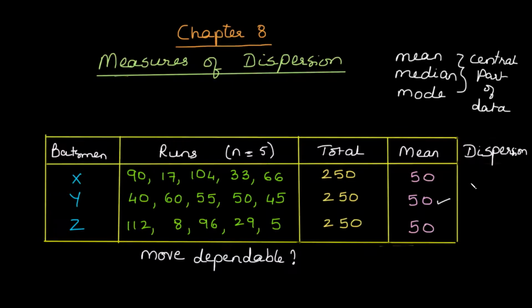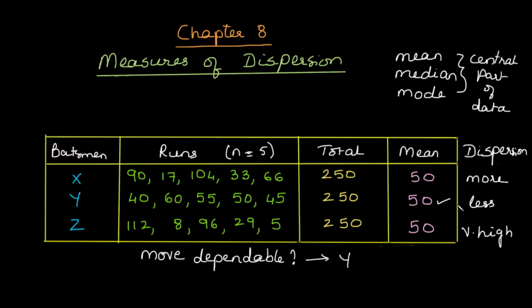Now with respect to dispersion, we can see that for batsman Y, the scattering of the number of runs scored by him about the mean number of runs is quite less. On the other hand, in the case of batsman X, the scattering is more, and in the case of Z, it is very high. So the more dependable among the three is actually batsman Y, if we consider the measure of dispersion.